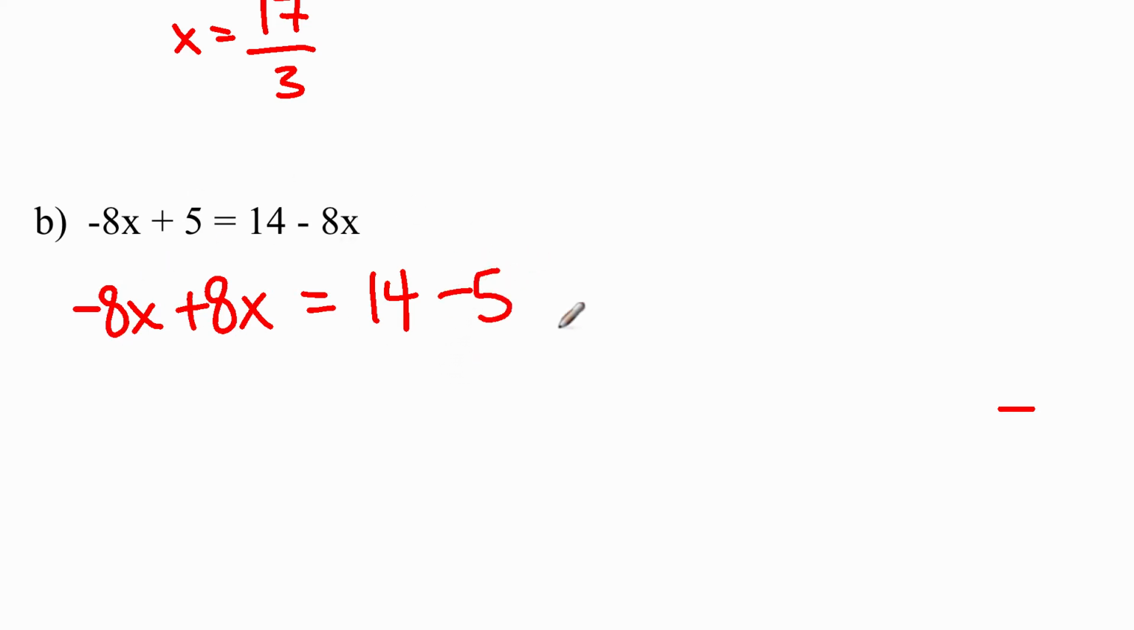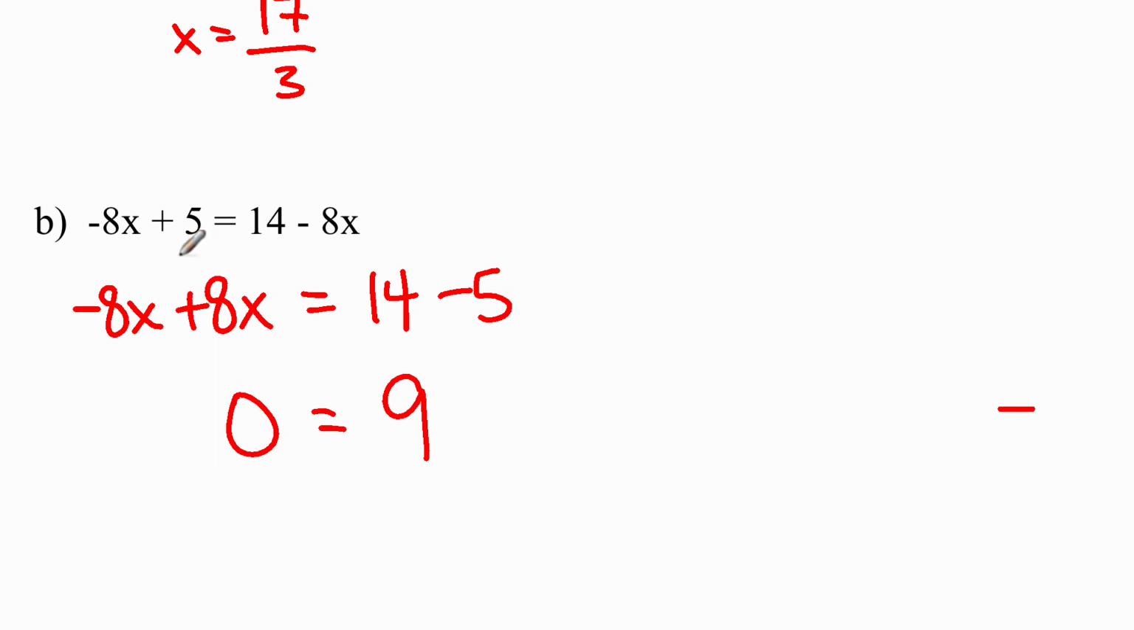Notice I'm doing a ton of things in my head there, but I'm following those rules that we just looked at. Negative 8x plus 8x gives me 0. Oh, no more x's. Whoops. Is equal to 14 take away 5, which is 9. This is an interesting equation because when you solve it, all your x's go away.